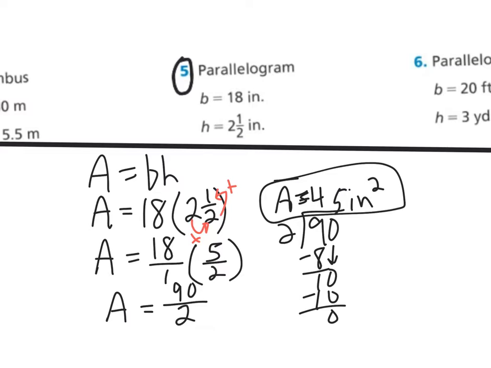So for this one, another option you have: 2.5, we could change that fraction to a decimal. We could change that to 2 and 5/10. If it's a fraction like 1/3, that would be a repeating decimal. We wouldn't want to do it that way, but in this case we could get by doing that and we would get the same answer that way as well.